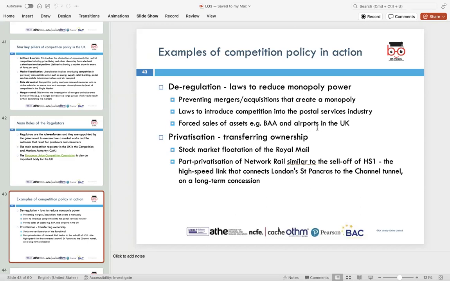BA and airports in the UK, British Airways and airports. Privatization, or transferring ownership, which refers to the change of ownership. Royal Mail stock market flotation is a significant event. A partial privatization of Network Rail, comparable to the sale of High Speed 1, the fast connection that links London to other cities, through tunnels between St. Pancras and the Channel, on the basis of a long-term accord.